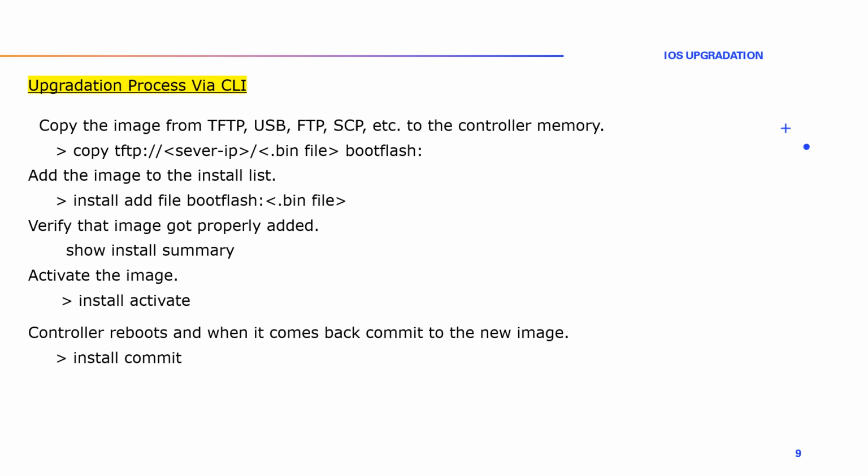And once the WLC reload is done, you have to commit that particular configuration on the WLC, so that the new version is always chosen once the WLC reboots. I mean, in case of any power failure, it automatically takes the new version as compared to the previous version. So I hope I covered the WLC upgradation process through this video.